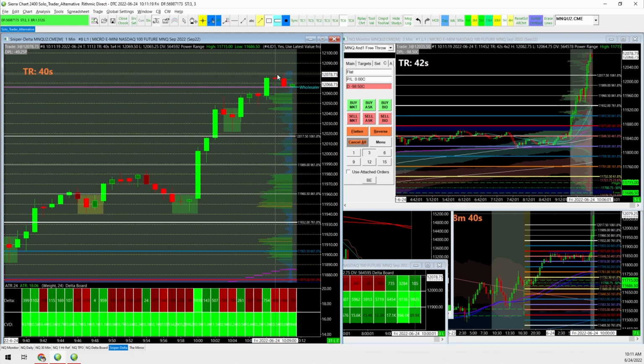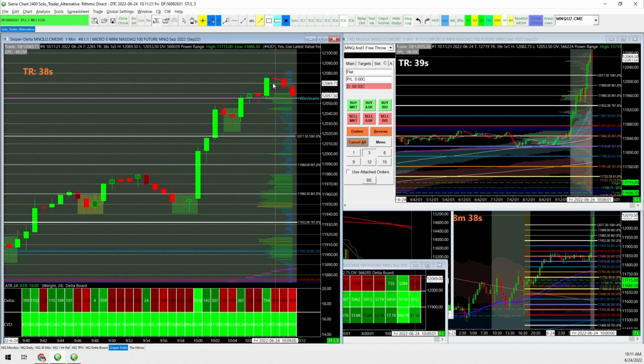To be honest, I'm not really liking this up all the way up here. There we go. See, I like more pullback. The more pullback for me, the better.